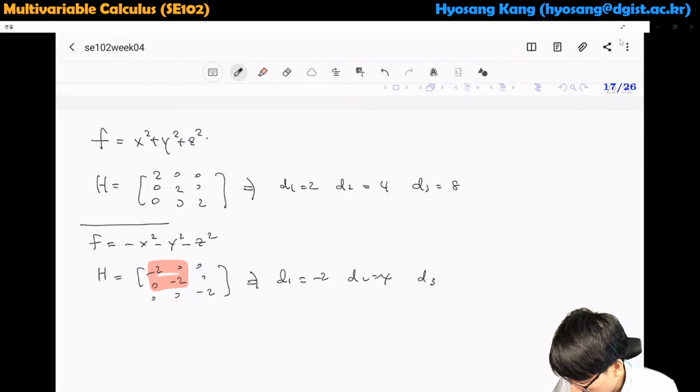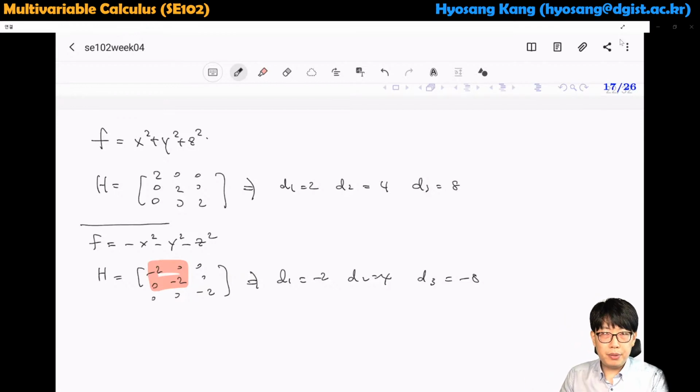And what about d3? It's again minus 8. So the sign alternates: minus, plus, minus. That's the case when we have a local maximum. Okay.